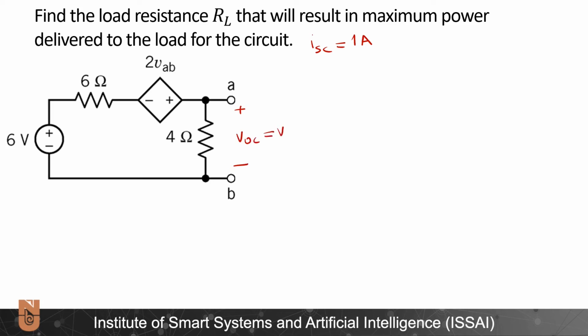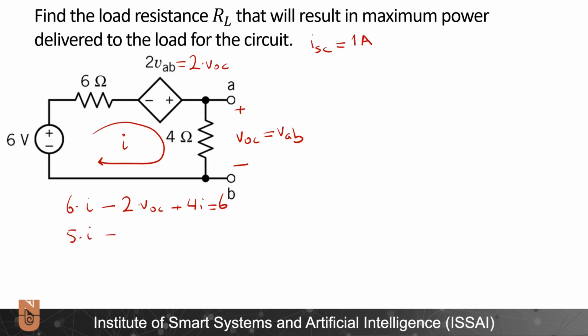V open circuit will be equal to VAB, and therefore 2 VAB for this dependent voltage source will be equal to 2 times V open circuit. Let's write Kirchhoff's voltage law for this circuit, assuming a current I is flowing through it. 6 times I minus 2 V open circuit plus 4 times I is equal to 6. Now I can write this in a simpler form as 5 times I minus V open circuit is equal to 3.